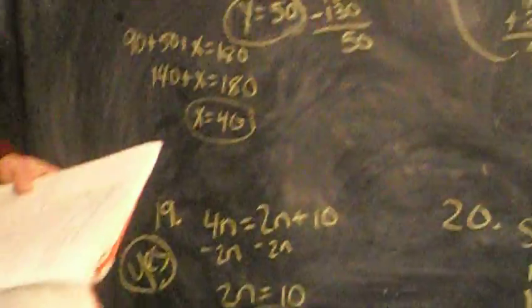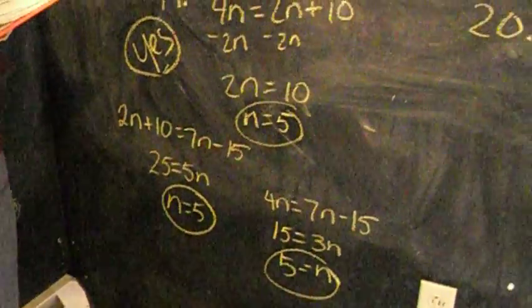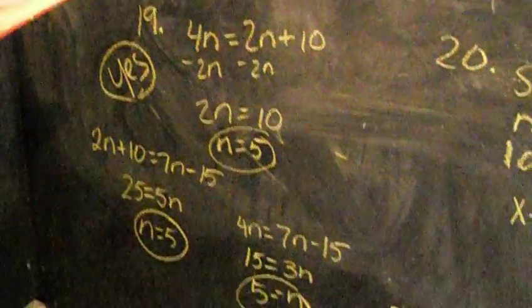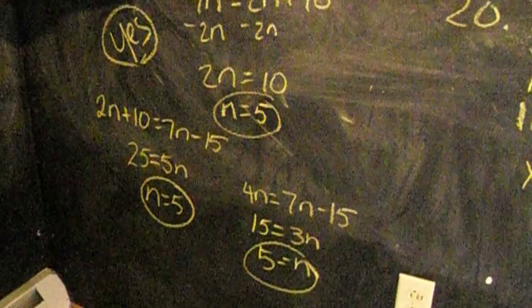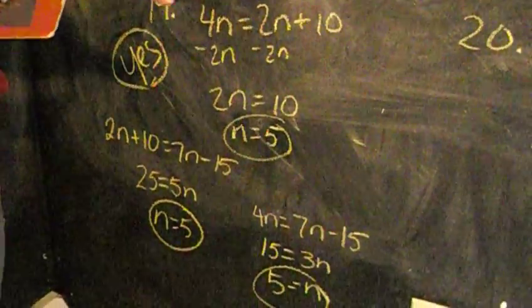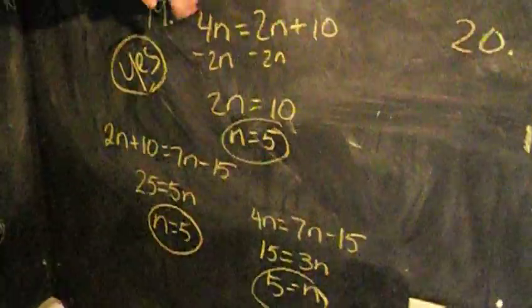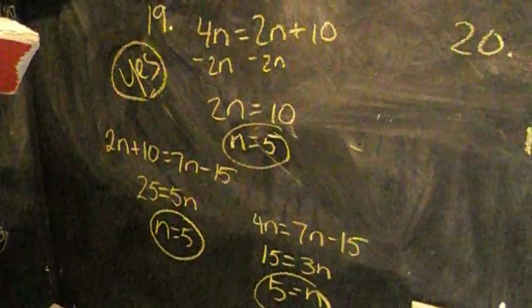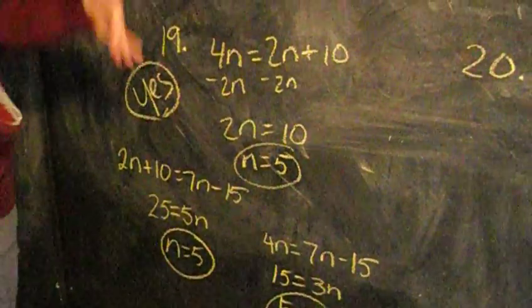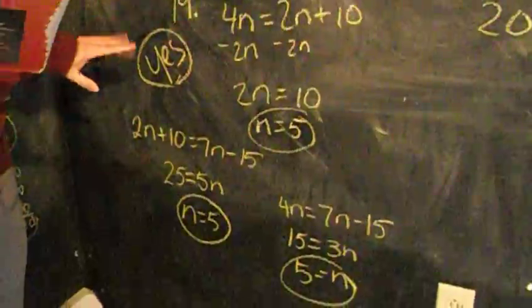19 said, the lengths of the sides of a triangle are 4n, 2n plus 10, and 7n minus 15. Is there a value of n that makes the triangle equilateral? If a triangle is equilateral, all the sides have to be equal. All I had to do was pick two sides and make them equal and solve for n. I did all 3 ways out for you to show you.